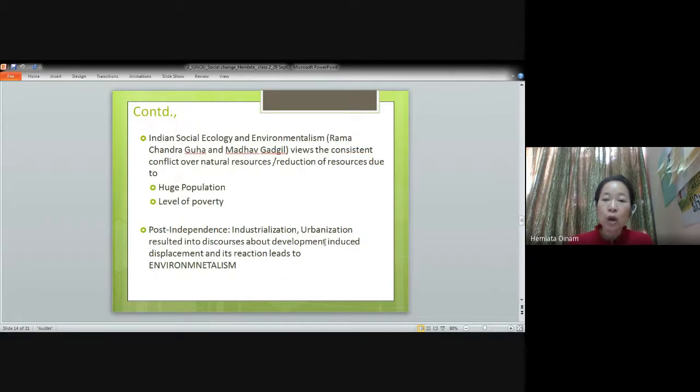Indian social ecology and environmentalism is mainly proposed, argued and explained by Ramachandra Guha and Gadgil. From their point of view, the consistent conflict over natural resources, or the reduction of resources, is mainly coming due to huge population and the level of poverty, which is becoming a very normal situation in the Indian scenario.